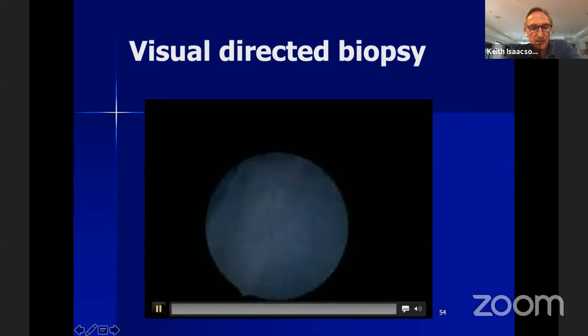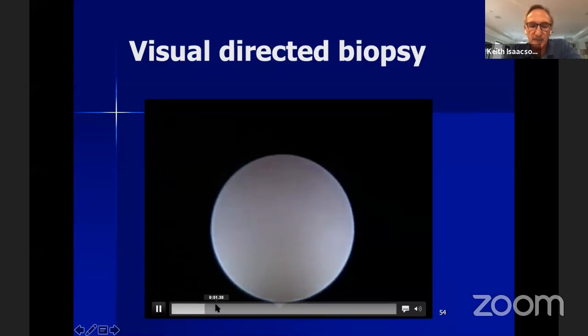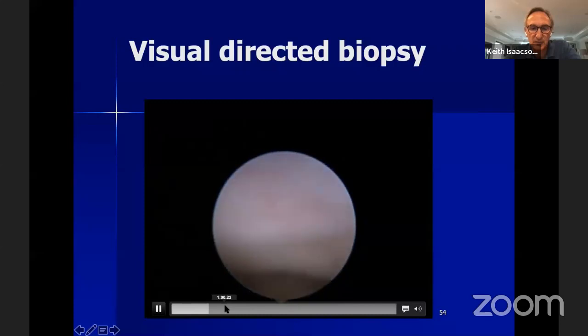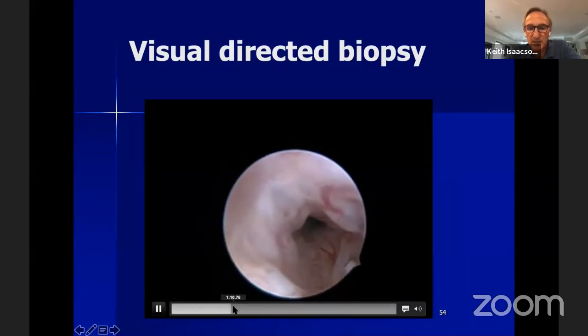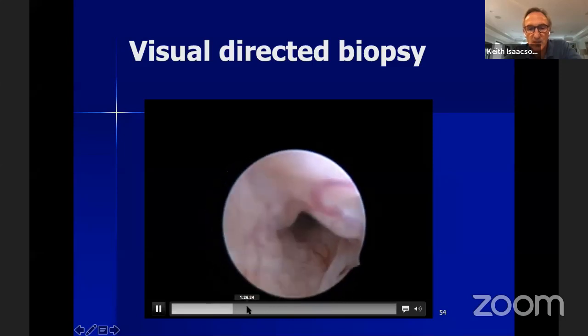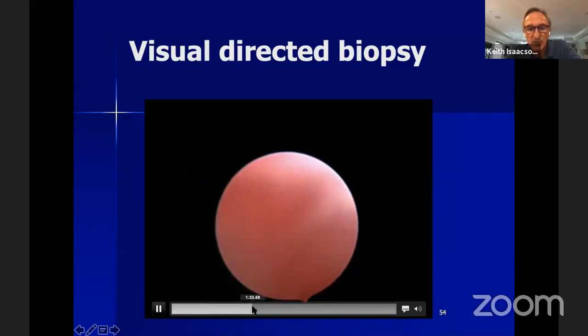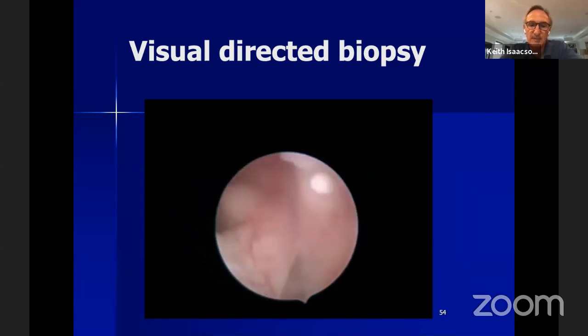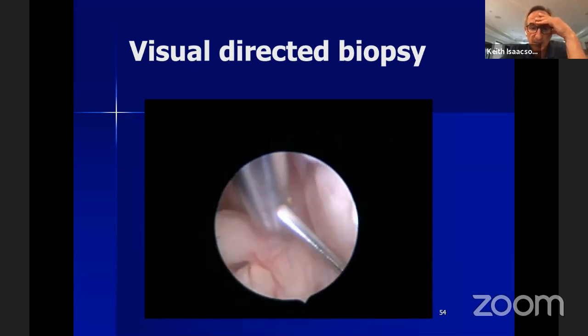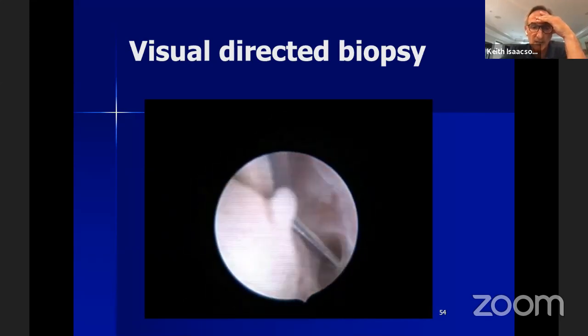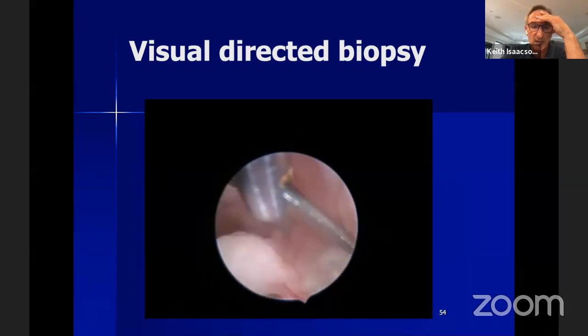Visually directed biopsy, I'm just going to briefly go through this. This is a patient who had postmenopausal bleeding. A pipelle biopsy for some reason came back tissue insufficient for diagnosis. So we put the hysteroscope in. And then once inside, you could see a lesion that was not picked up with the pipelle biopsy. So we take a big section of this lesion with scissors.